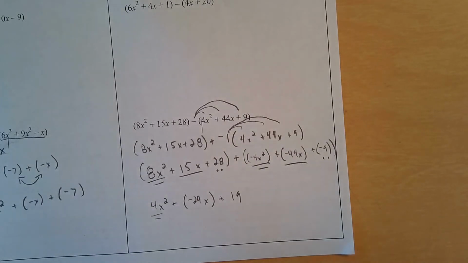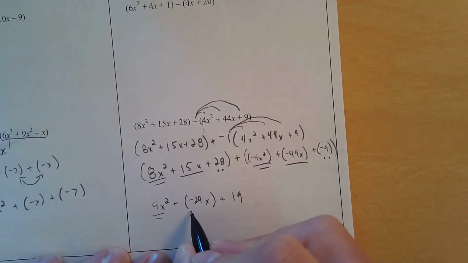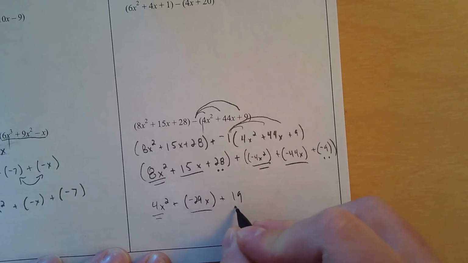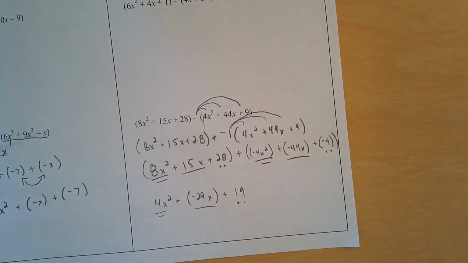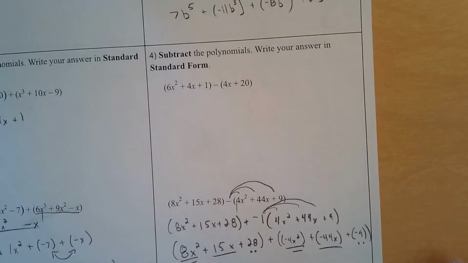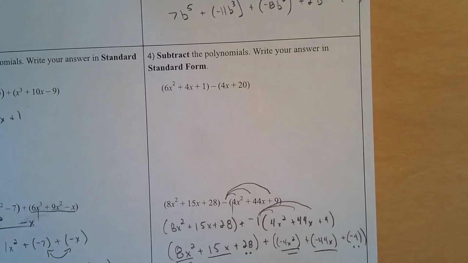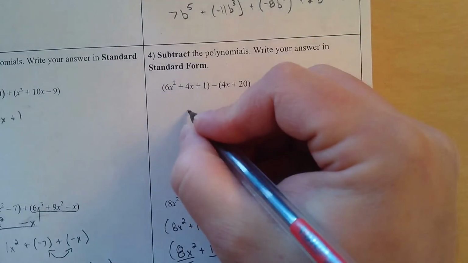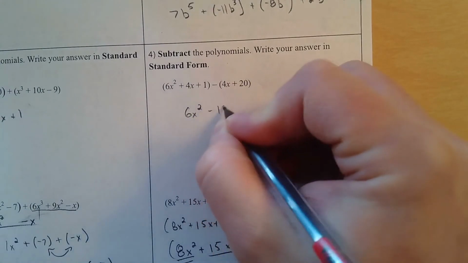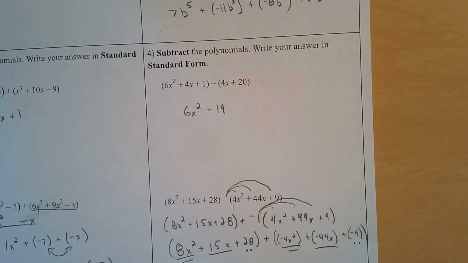And then last thing we'll want to do is just make sure that this is in standard form, meaning highest power to lowest power. X squared, x to the first, constant, we're good. And the answer to the other one up here is 6x squared minus 19. All right, so I'm going to stop this video. We'll pick up the backside in part 2.